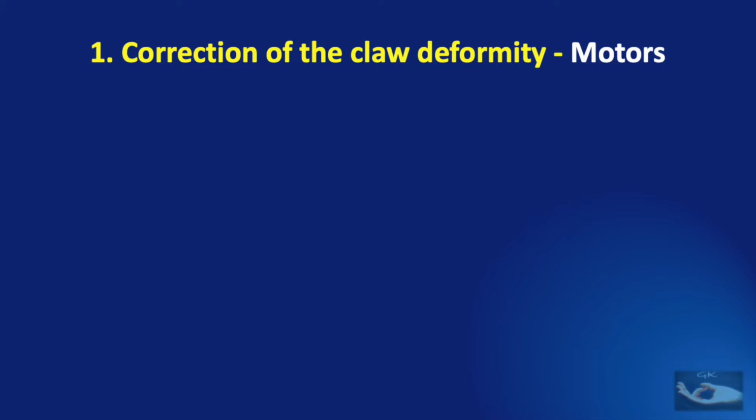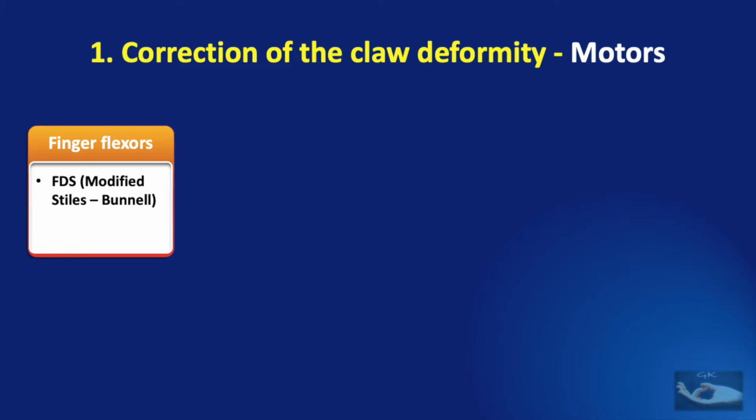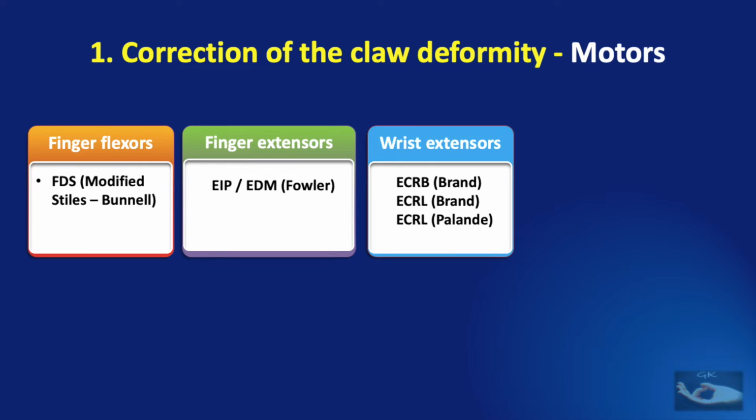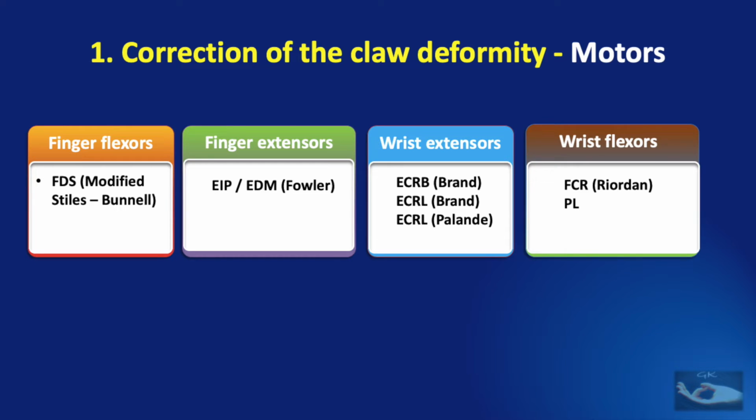First, let us see what are the motors that we are going to use for correction of the claw deformity. We can use finger flexors like the flexor digitorum superficialis. We can use finger extensors like the extensor indicis proprius and the extensor digiti minimi. Wrist extensors like the extensor carpi radialis brevis and the extensor carpi radialis longus can be used, and wrist flexors like the flexor carpi radialis or palmaris longus can be used also.